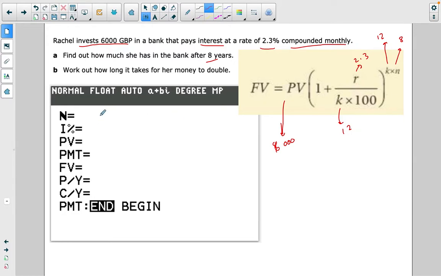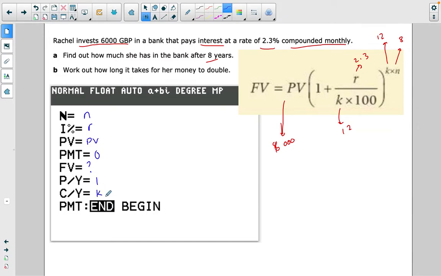What's nice with the app is that the way you put in the values is quite direct. This will always be your N. This will always be your rate. This will always be the present value as we know it. This will be 0. This is what you need to find. So we'll just put a question mark here. This will always remain as 1. And this will always be your K value.